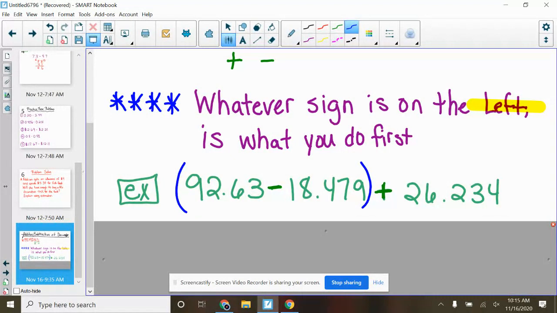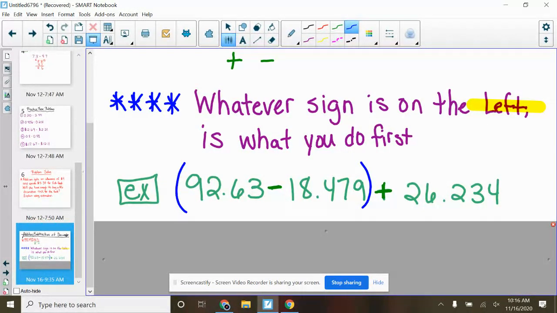Okay. So when you get the answer to that, take a freeze. I don't want you working the whole thing. Because guess what? If the answer to this first part is not correct, when you start adding the other stuff, are you going to end up with the right answer? No. So let's see. When we did 92.63 minus 18.479, who got an answer that they are pretty confident in?